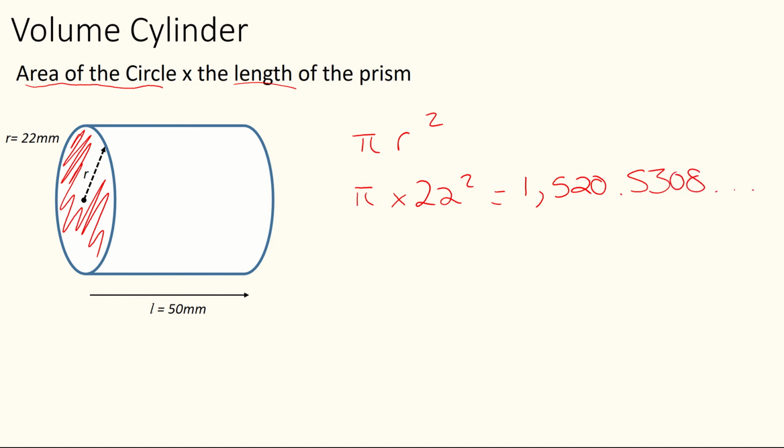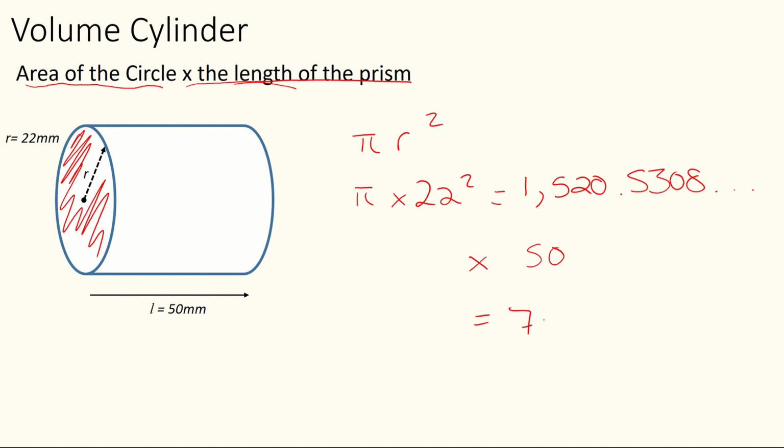I'll just keep a few odd. I'm going to round at the end. So that's the area of the circle. But I still need to times it by the length of the prism. So this lovely big number here times 50. Thank goodness it's a calculator question.